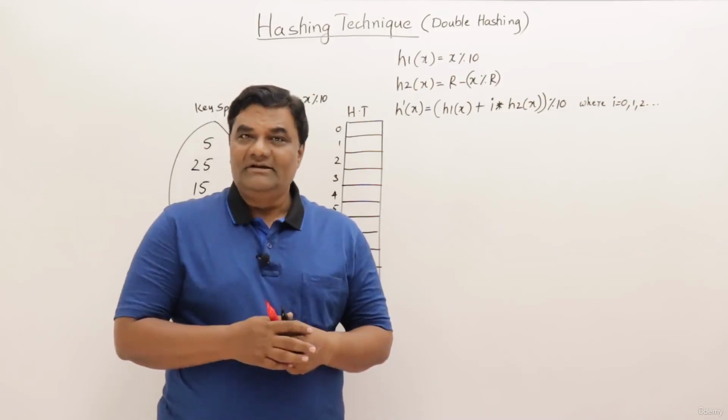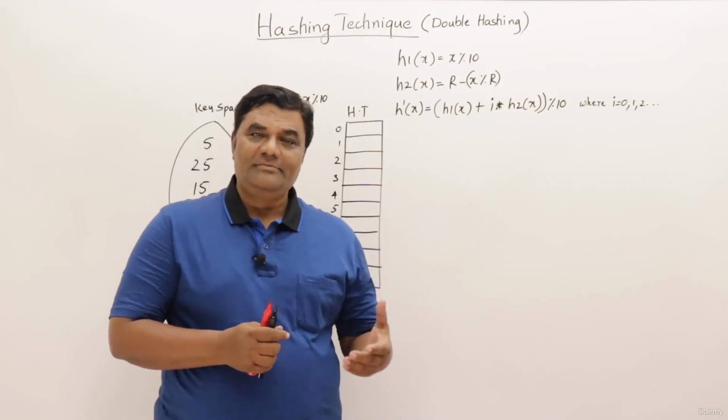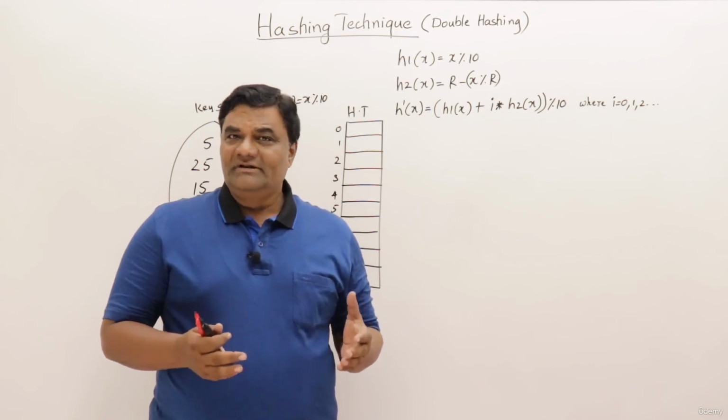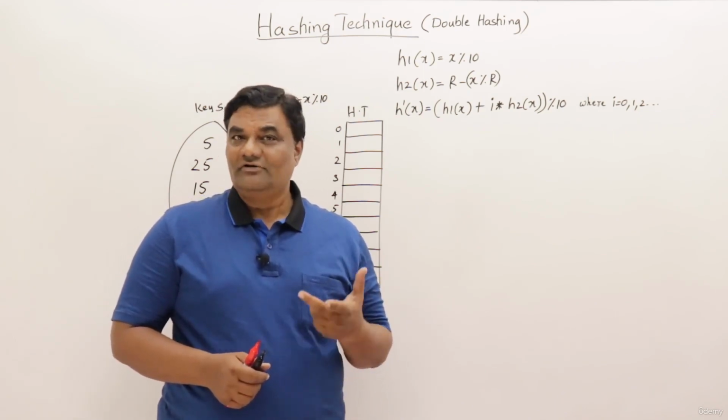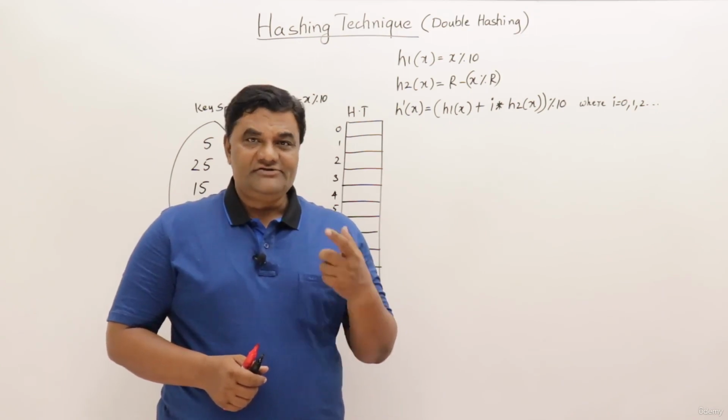Now the topic is double hashing. We have already seen linear probing and quadratic probing. Those were the methods for resolving collision. So this is also a method for resolving collision.